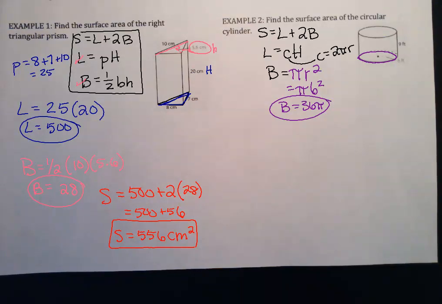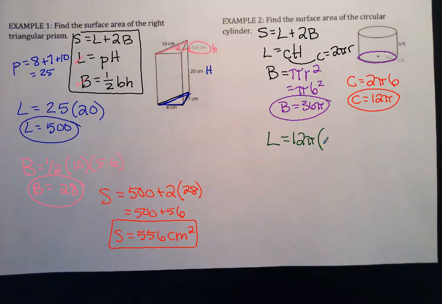So are we ready for the next one? It would be 2 pi times 6, for our circumference, because we need it before we can actually solve for our lateral. So it's 2 pi times 6, which is 12 pi for our circumference. Good. Now for our lateral, we're going to take the circumference, so the 12 pi, and multiply it by the height of our cylinder.